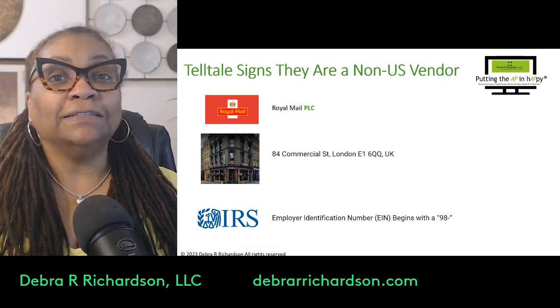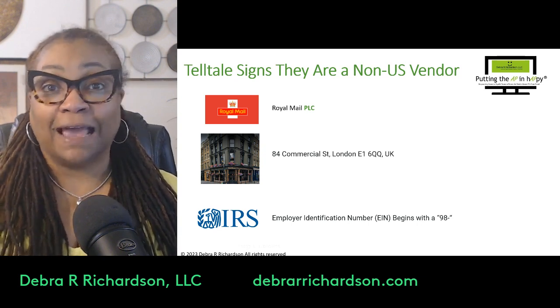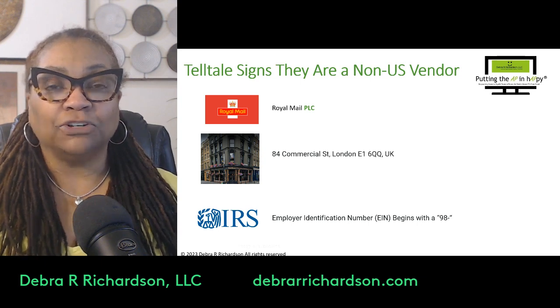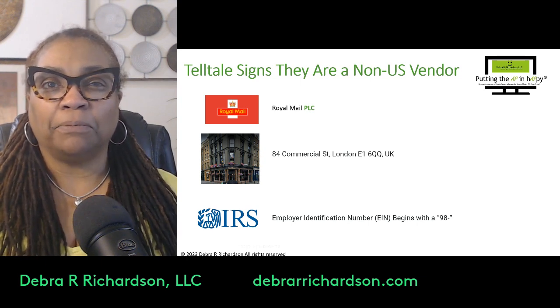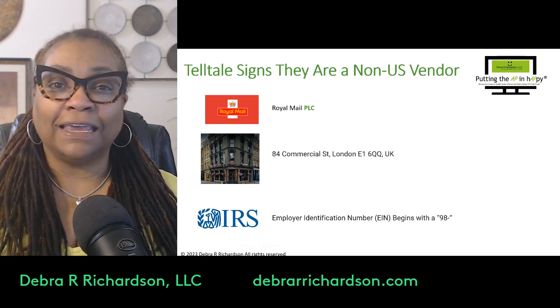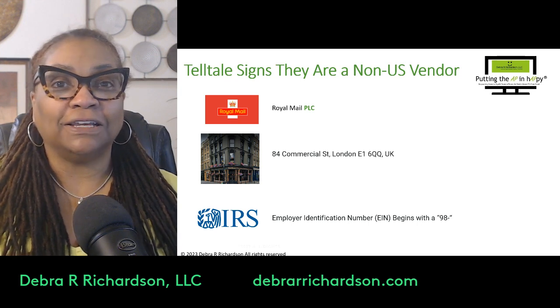The second thing is the address, right? The address on the W-9 is a non-US address. So that's another way. And this, by the way, is the picture of a famous pub in London, and it's called the 10 Bells. I've never been there, but if you have, I'd love to hear from you.